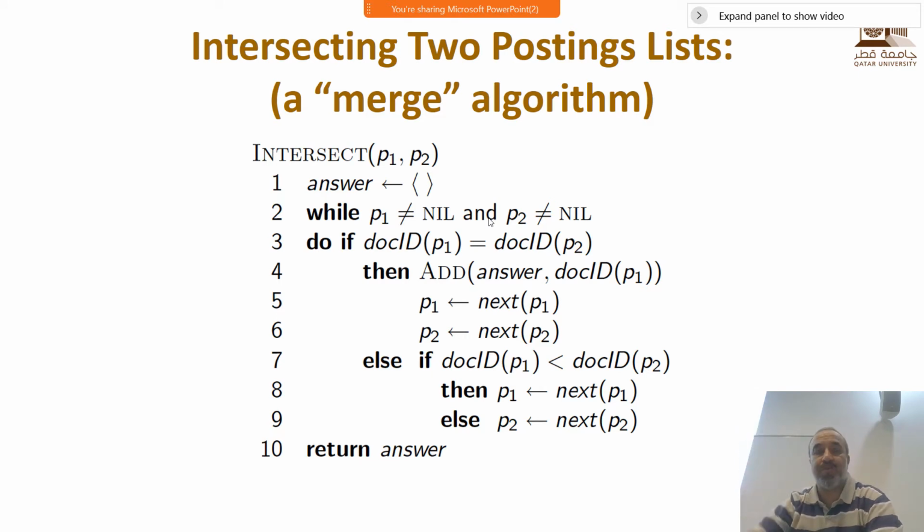Okay, as we saw. If that's not the case, then we check if the document IDs at the pointers match. If so, we add that to the answer list, and we advance both. If not, then we advance only the pointer with the smaller document ID. And that's exactly what we did in the previous slide. Any question about this pseudocode?